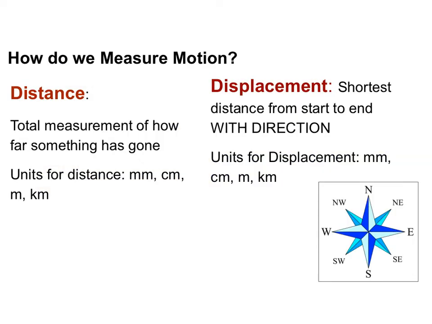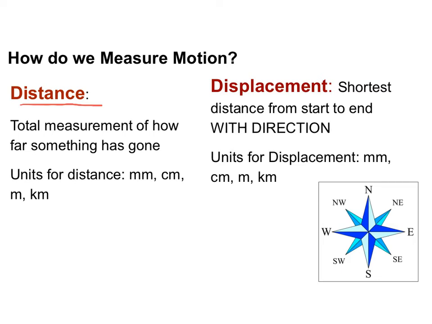Okay, so once we know that something is moving, now we can measure its motion in different ways. The first way that we're going to measure motion is with distance. Okay, for each of these we want a definition, and then we also want the units. Remember, anytime we make a measurement or do a calculation, the units are super important. Okay, so distance is a total measurement of how far something has gone.